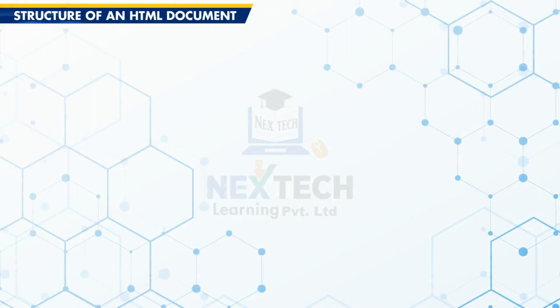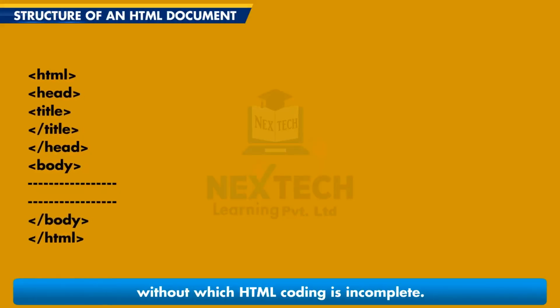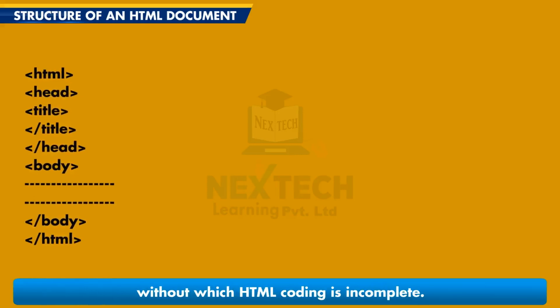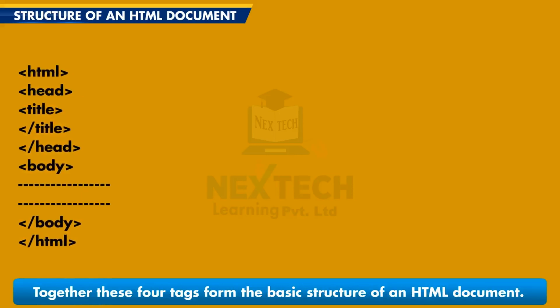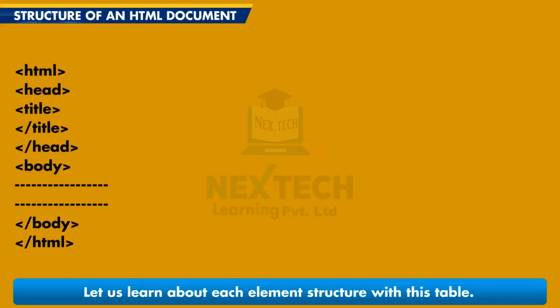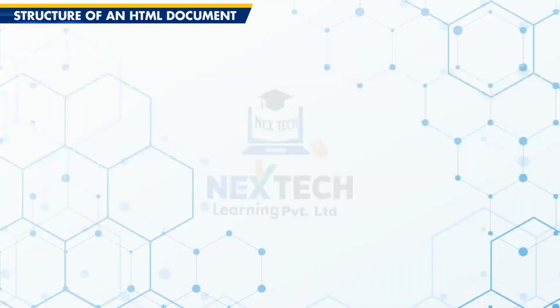Structure of an HTML document. A basic HTML document contains 4 tags, without which HTML coding is incomplete. Together, these 4 tags form the basic structure of an HTML document. Let us learn more about each element of the HTML structure with this table.